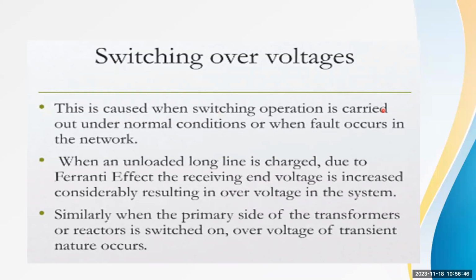Also, because of faults in the power system network, switching overvoltage takes place. When any fault occurs, the circuit breaker isolates the healthy section from the faulty section. Because of this also, there is a switching operation, sudden removal of the load, and switching overvoltages. When an unloaded long line is charged, there is the Ferranti effect. You know what the Ferranti effect is? The receiving end voltage of the transmission line is greater than the sending end voltage. Because of this also, there are switching overvoltages.